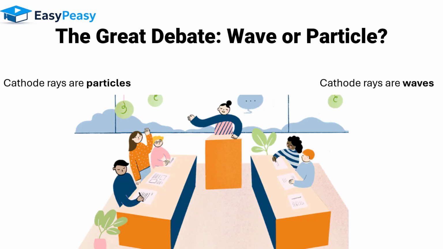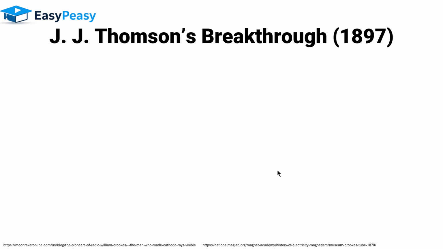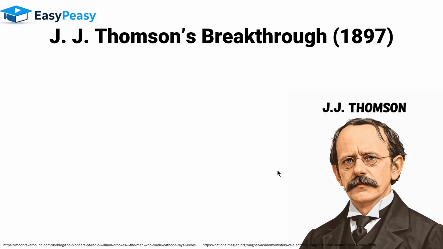Hello friends, this is Seher from Easy Peasy, and the topic that we are going to discuss today is the J.J. Thomson experiment that leads to the discovery of electrons. At that time, the cathode rays were already discovered, and after their discovery, the great debate started. Some scientists were saying that these cathode rays are particles, and some believed that they are waves. So the next scientist, J.J. Thomson, did a breakthrough experiment.